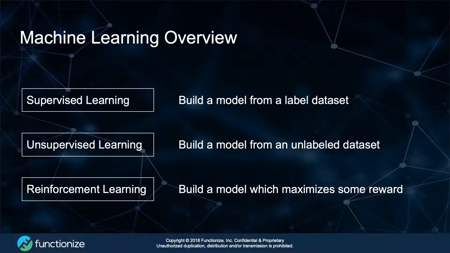And then reinforcement learning is sort of a hybrid of the two, where you try and build a model that maximizes some reward, right? So you're trying to achieve a goal. You specify that you'd like to achieve a goal, and then we can build models to maximize that process and achieve that goal for you. This is a very common technique that people use, for example, in playing games. So how do you build an algorithm that can play chess, for example? That's one potential application of reinforcement learning.